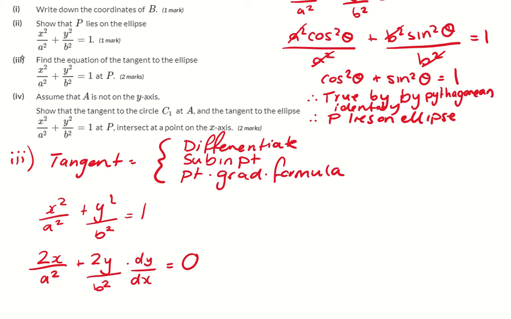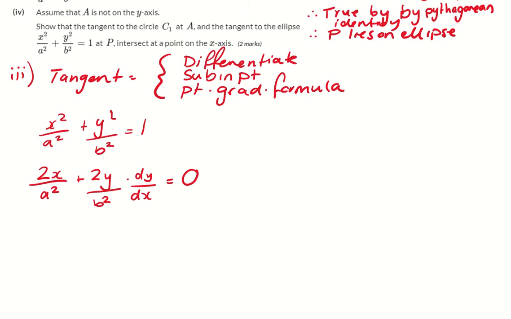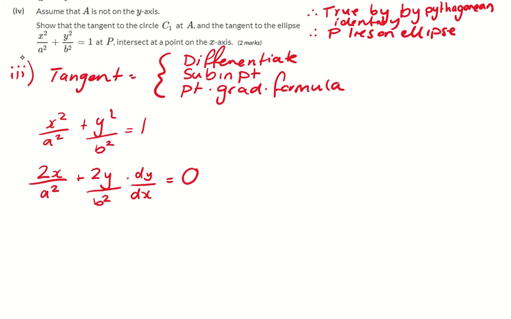Now my constant's going to go to 0, and now I just have to rearrange for dy dx. I'm going to have dy on dx is equal to negative 2x on a squared. And it's going to be dividing by 2y on b squared, which is the same thing as flipping and timesing.